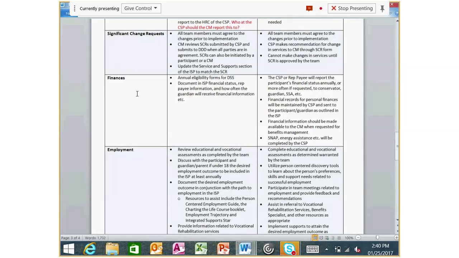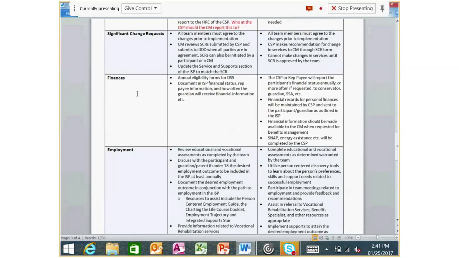And the CSP responsibility, if the CSP is the representative payee for Social Security benefits, then the CSP will be reporting the financial status annually, or whatever frequency is determined by SSA, sending that information to the conservator, Social Security Administration, etc. Also maintaining those financial records, if the finances are managed by the CSP, and then sending those to the participant guardian as outlined in that ISP, which is the frequency that Sam just referenced.